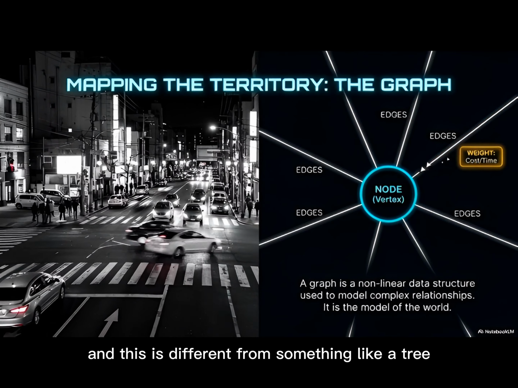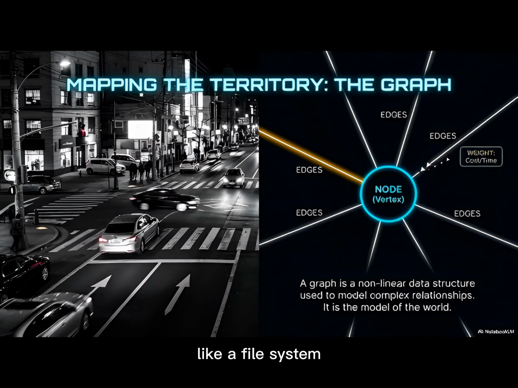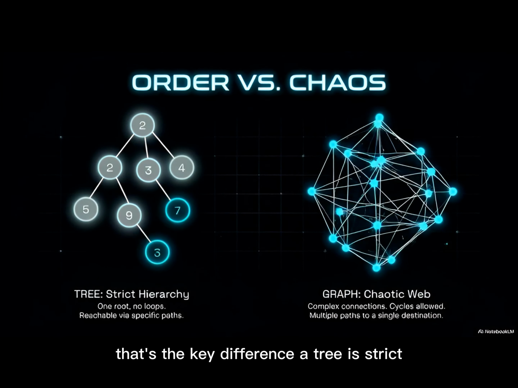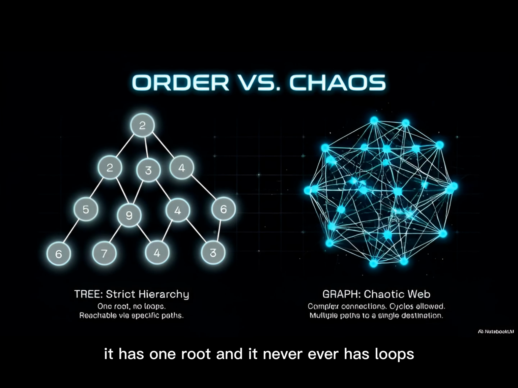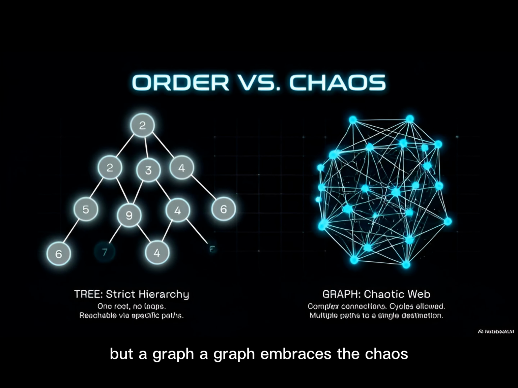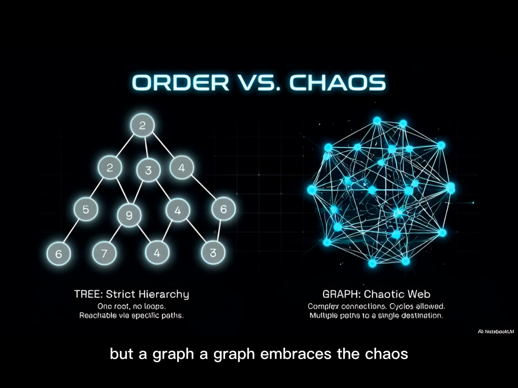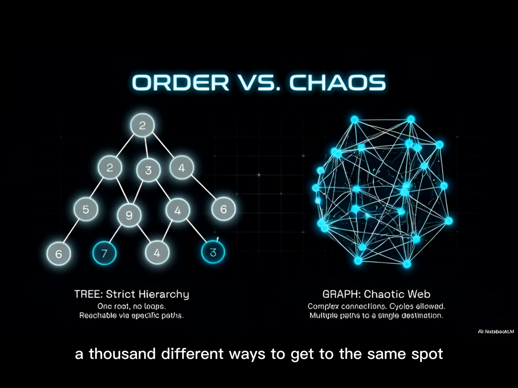And this is different from something like a tree structure, which is really clean and hierarchical, like a file system. That's the key difference. A tree is strict. It has one root, and it never, ever has loops. You can't go down one branch and magically pop up somewhere else. Exactly. But a graph embraces the chaos. It's full of cycles. You can have 1,000 different ways to get to the same spot.